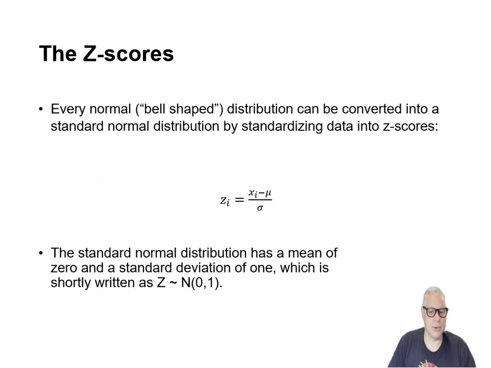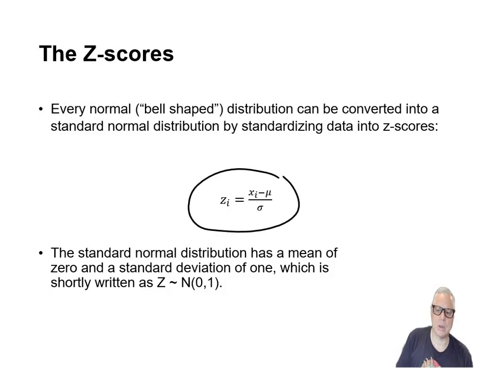Okay, so now I mentioned earlier that the empirical rule applies to any normal distribution. So even if, let's say, a distribution has maybe a mean of 100 and a standard deviation of 30, then this is obviously not a standard normal distribution, but just a normal distribution. But every normal distribution can be converted into a standard normal distribution by creating a so-called z-score.